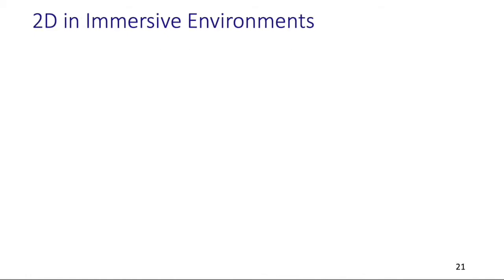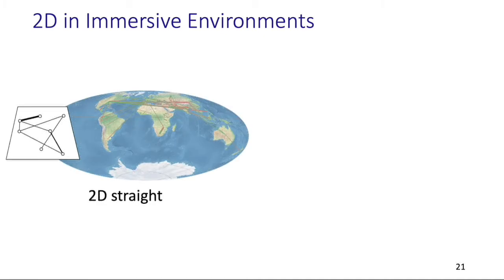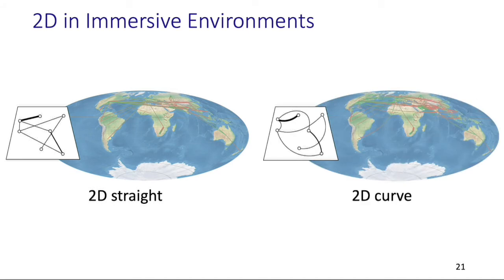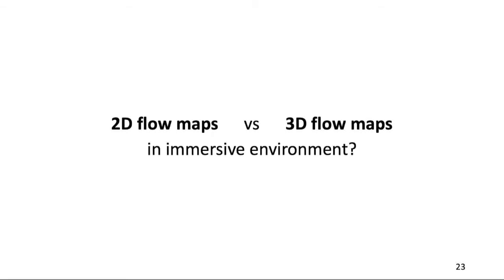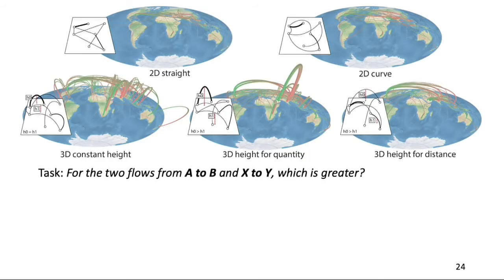We can still create 2D visualizations in immersive environments. There is no problem. In terms of flow maps, we can have the basic straight line flow maps, which we call 2D straight. We can also have the state-of-the-art fan-out 2D flow maps, which we call 2D curve. We can also design and create 3D flow maps, as we discussed previously. An important question here is which one is better, 2D flow maps or 3D flow maps? We then conducted a controlled user study to compare them.